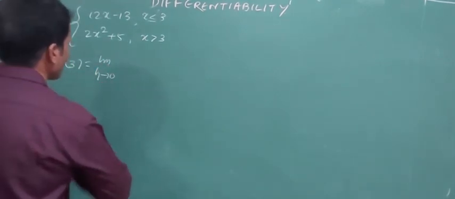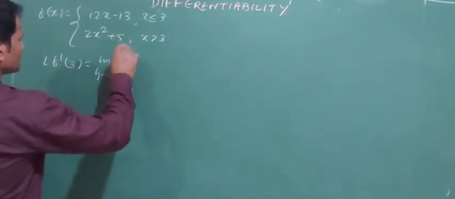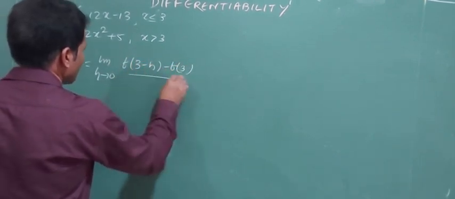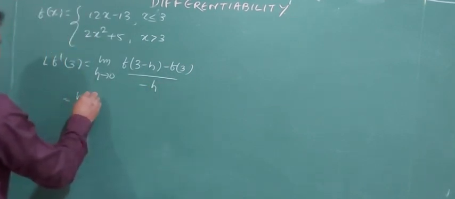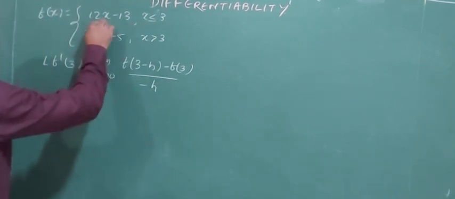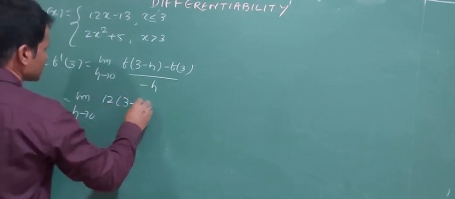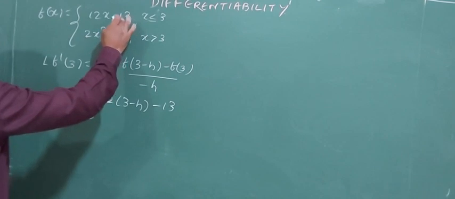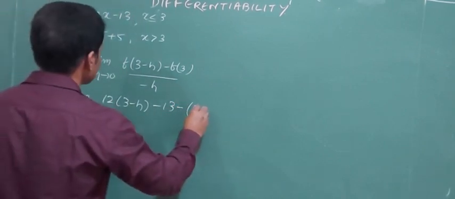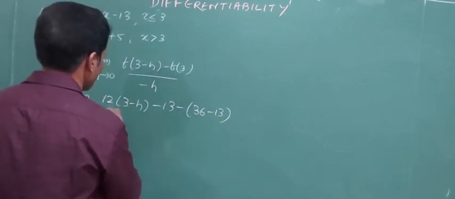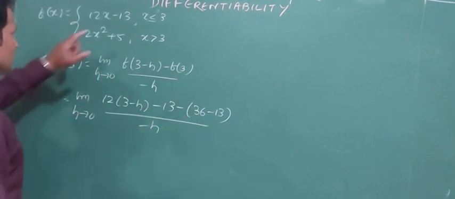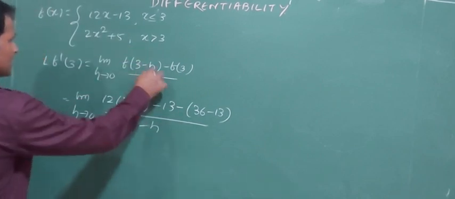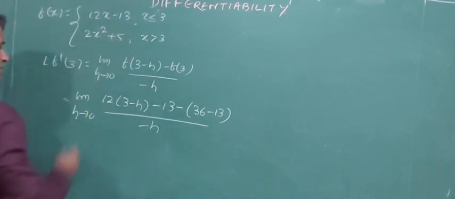Limit h tends to 0. L dash 3: f of 3 minus h minus f of 3 by minus h. Limit h tends to 0, 12 into 3 minus h minus 13. 3 minus h I substitute here and f of 3 also I substitute here. f of 3 is 36 minus 13 by minus h. Why 36 minus 13? Because x is equal to 3, equal sign is here. And 3 minus h, here only I substitute 3 minus h minus 13.